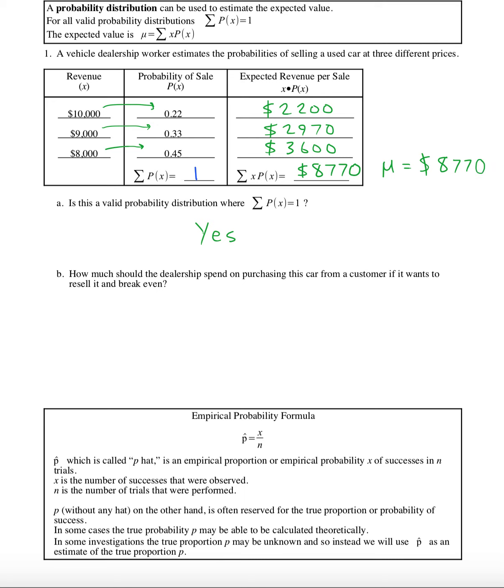So what's the interpretation of this? Is that if they were to sell an infinite number of these cars at these different prices, the average amount of money that they would get would be 8770. That would be the revenue per car.